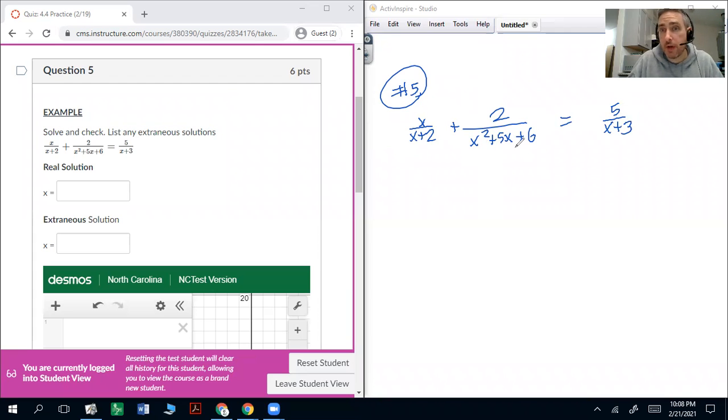Now the x squared plus 5x plus 6, you have to factor. What two numbers multiply to 6 and add to 5? That's going to be 2 and 3. It's really just these two factors here, so we're going to write x plus 2, x plus 3, and that's going to replace this here. We're going to leave that as x plus 2, x plus 3. Happens to be our LCD, so our LCD is going to be written at the top.